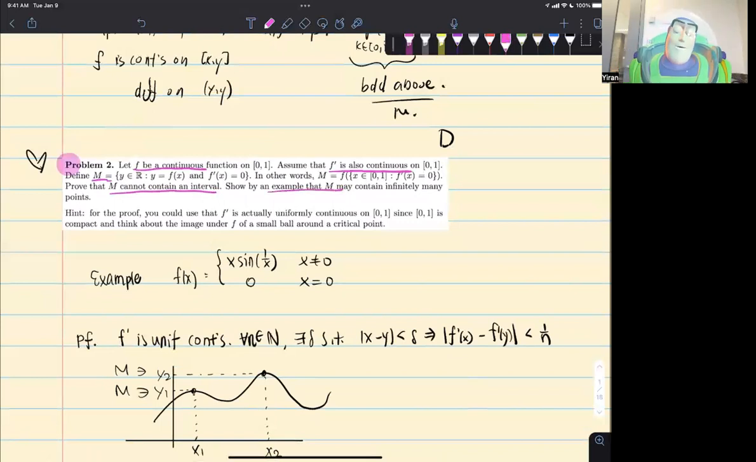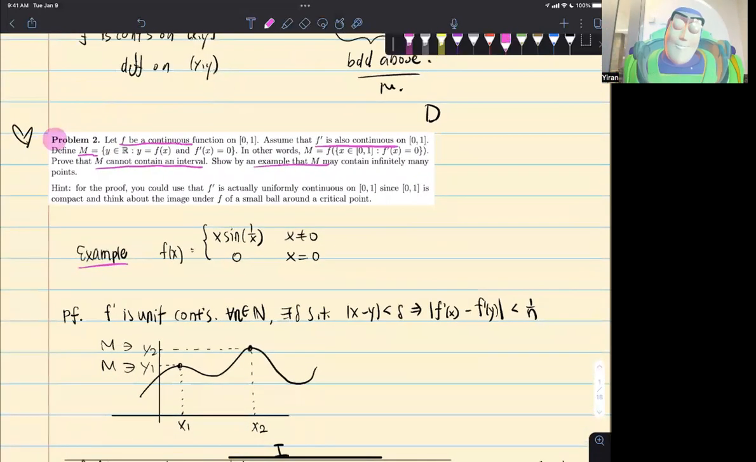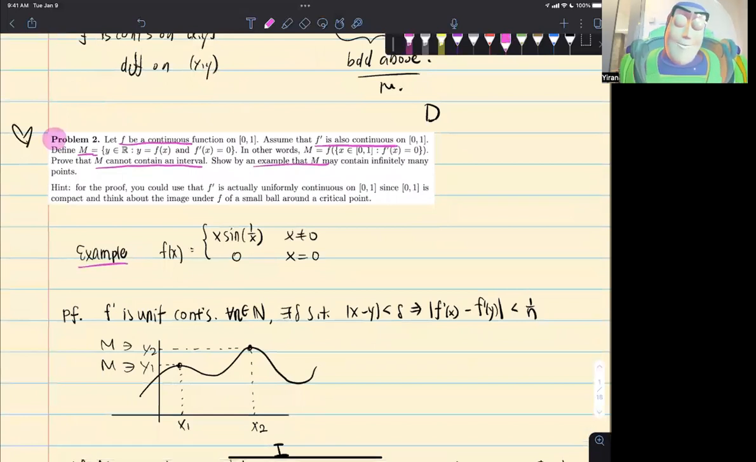You can think about this particular example. You can draw it on decimal. That indeed has infinitely many points in M. Okay, so our main goal is to show the statement that M cannot contain an interval.